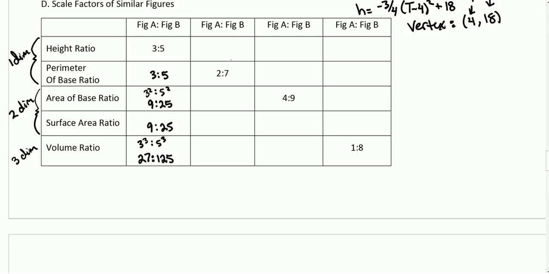In the second column, we got a 2 to 7 ratio. That's one-dimensional. Perimeter is one-dimensional. So the height's also going to be 2 to 7. The area of the base and the surface area are going to be 2 squared to 7 squared, which is 4 to 49. And the volume ratio is going to be 2 to the third to 7 to the third, which is going to be 8 to 343.